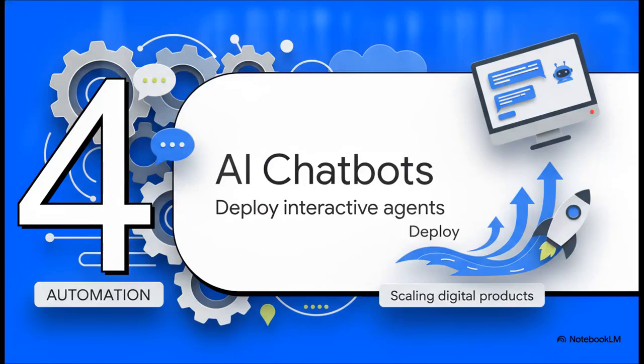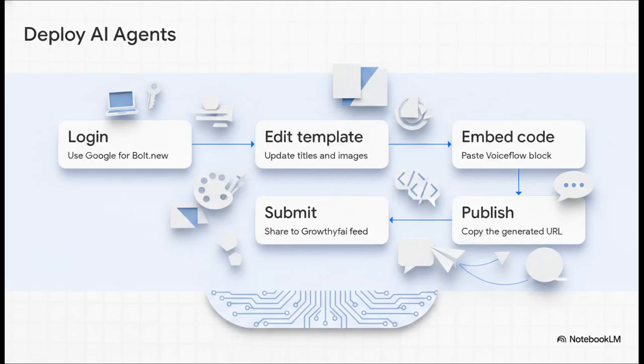Moving way beyond static books, let's jump into Section 4, AI chatbots and automation. Deploying interactive AI agents and getting them ready for the public. If you're participating in a hackathon using Bolt.new, these 5 steps will take you from a totally blank page to a submitted, fully functional AI agent. You log in, grab a template, edit your visuals, paste your Voiceflow embed code right into the block, hit publish, and then just submit the link to the Growthify activity feed. It really is that streamlined.